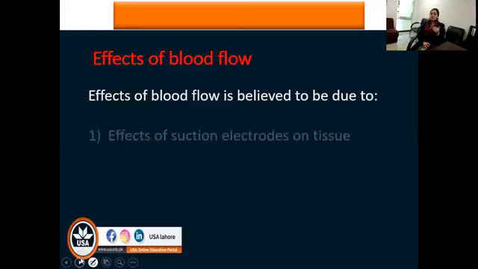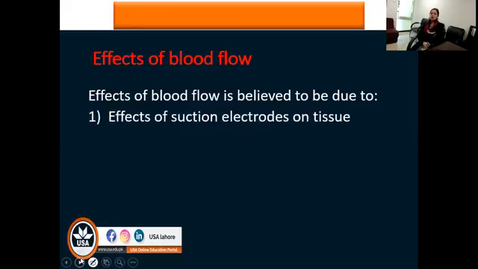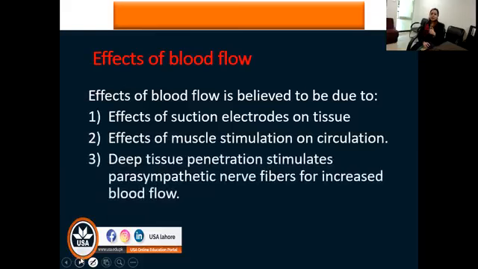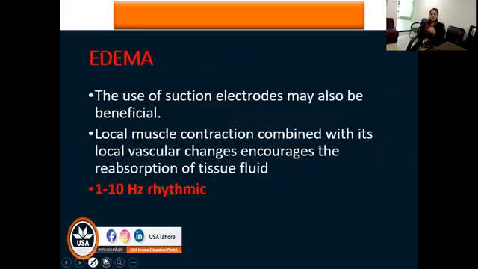Interferential currents are also going to affect the blood flow due to the effect of the suction electrodes on the tissue, the effect of muscle contraction on the circulation, and deep tissue penetration that stimulates the parasympathetic nerve fibers for increased blood flow. And this is the last physiological effect, that is edema.